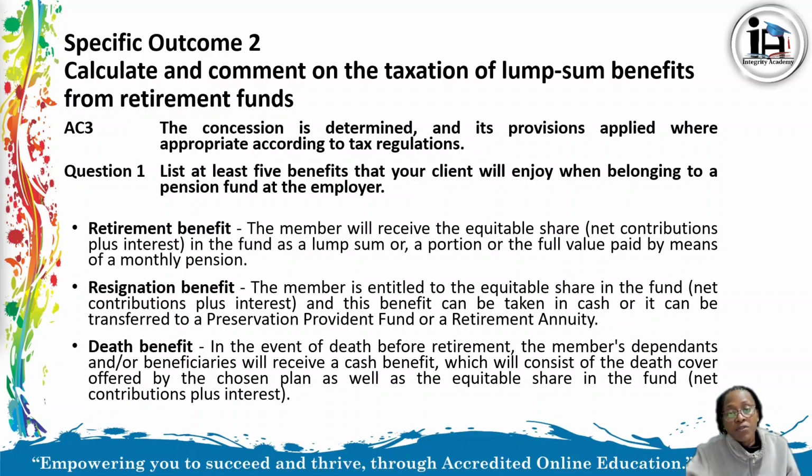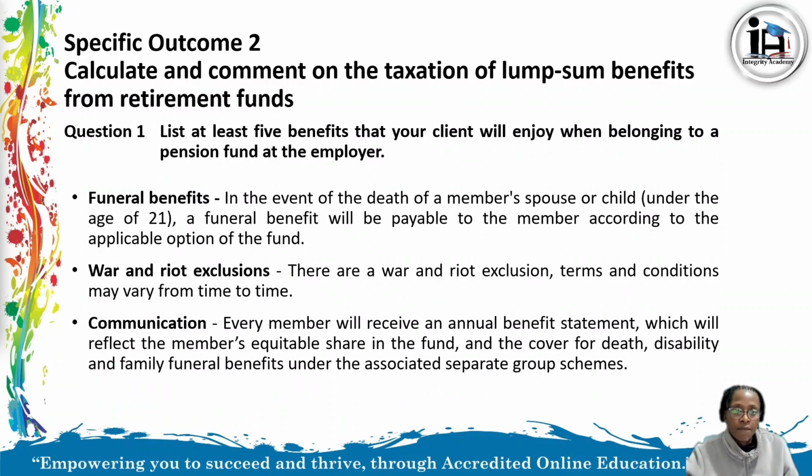Death benefit: in the event of death before retirement, the member's dependents and/or beneficiaries will receive a cash benefit which consists of the death cover offered by the chosen plan as well as the equitable share in the fund, net contributions plus interest. Funeral benefit: in the event of the death of a member's spouse or child under the age of 21, a funeral benefit will be payable to the member according to the applicable portion of the fund. War and riot exclusions: there is a war and riot exclusion, and terms and conditions may vary from time to time.